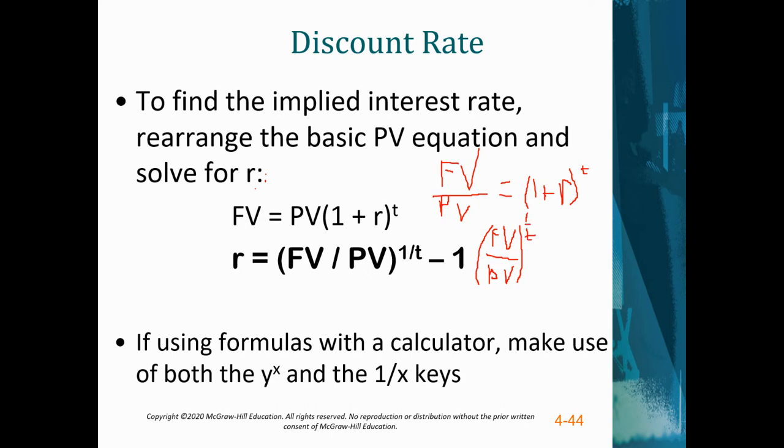And of course, over here on the right hand side of the equation, I have 1 plus R. T multiplied by 1 over T, they cancel out and it's just 1. So it's 1 plus R to the 1. So I bring the 1 to the other side and I get this equation here. R is equal to future value divided by present value to the 1 over T power, minus 1.